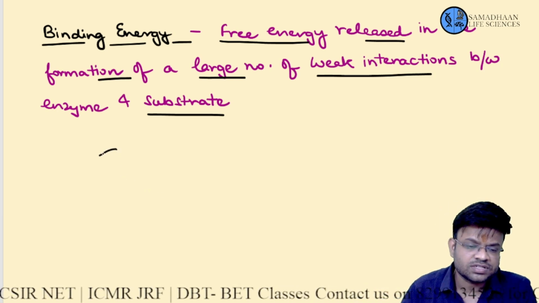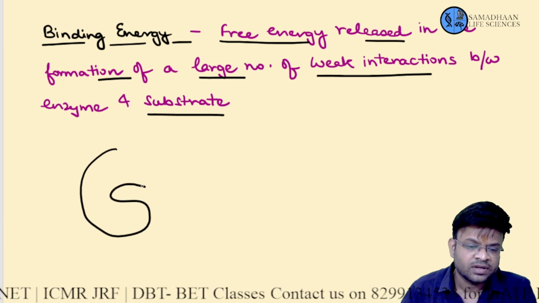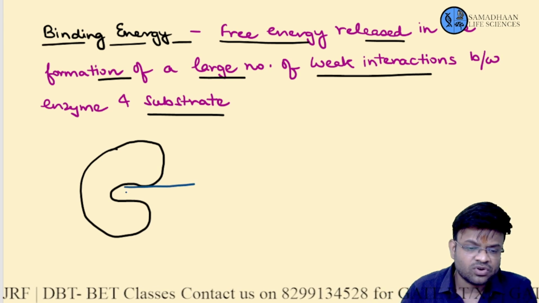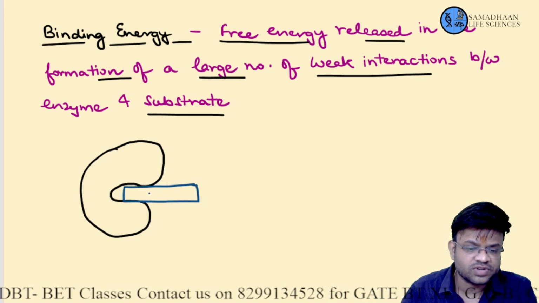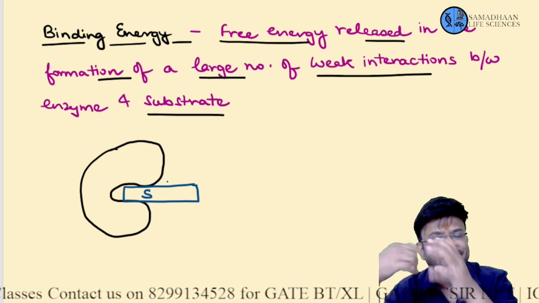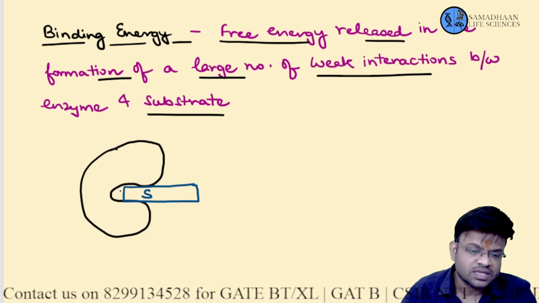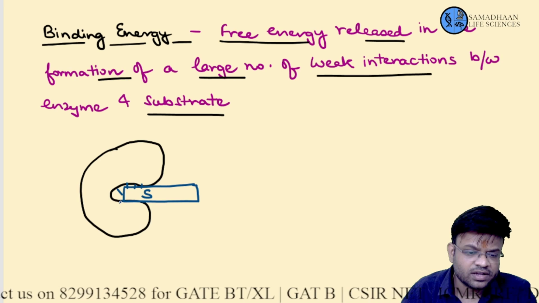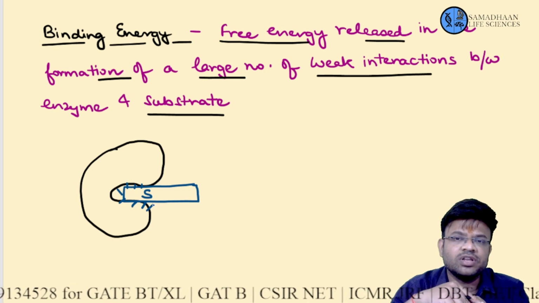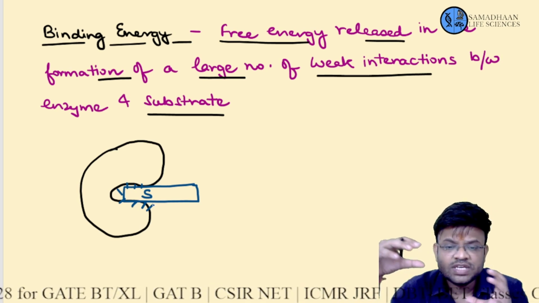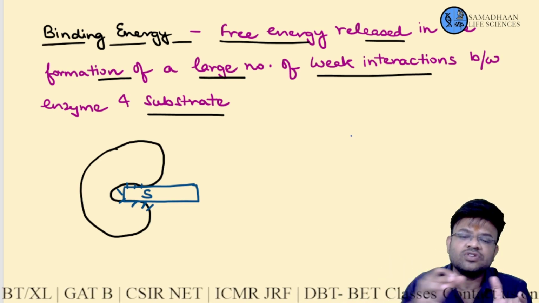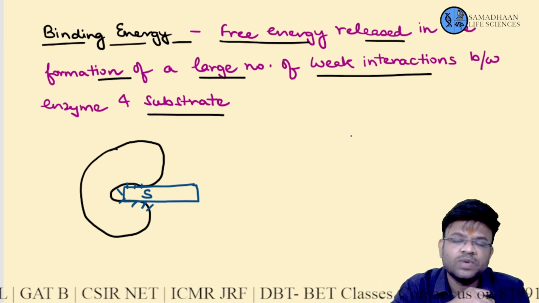Let me just draw the structure of an enzyme over here again. Let us say this is the enzyme. Now what I'm trying to draw is a substrate over here like this. So this is a substrate. Now what happens is when the substrate enters inside the active site, the weak non-covalent interactions, something like this, are formed between the active site and the substrate molecule. Now, because of these weak interactions, free energy is released in the formation of a large number of weak interactions between enzyme and substrate.